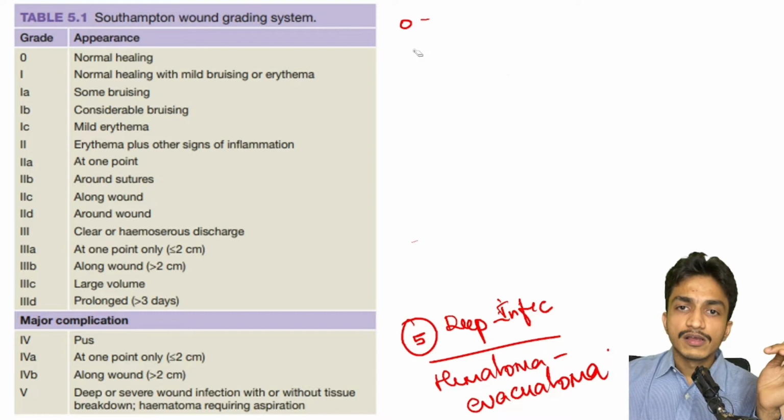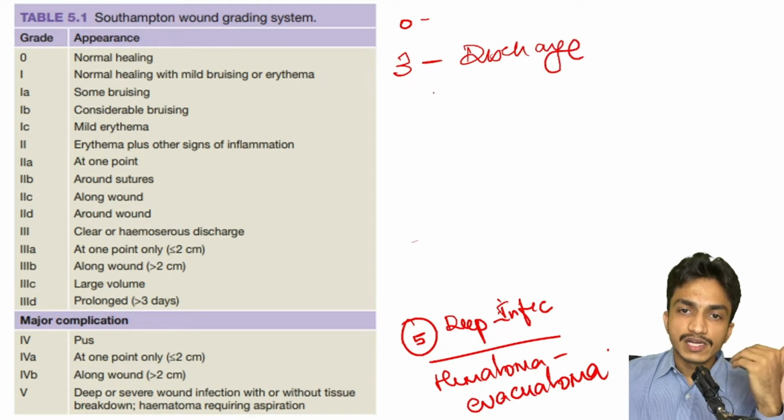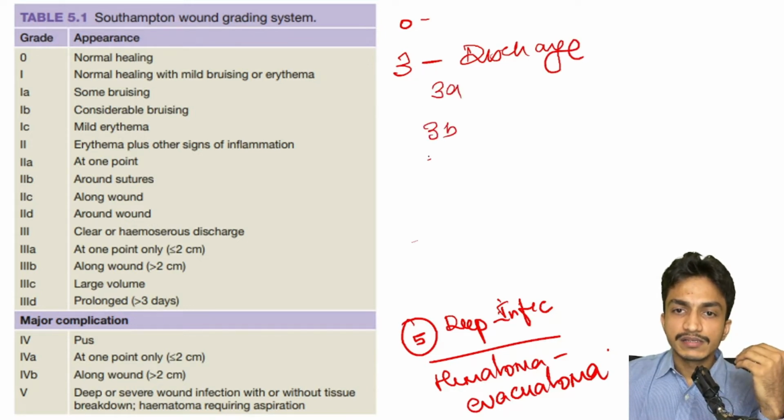Then we come to grade 3. That will have the starting of discharge. Again, it will be 3A, 3B, 3C and 3D. So 3A will be at one point, 3B will be along the wound.